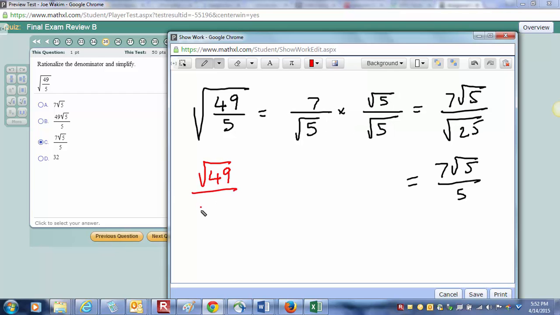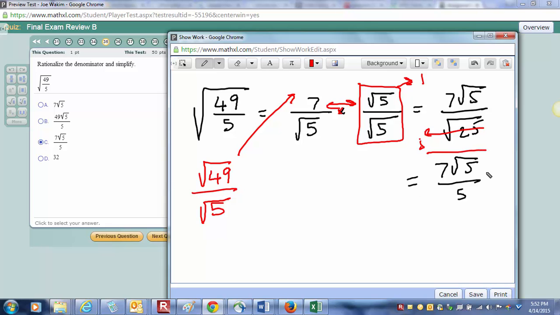Square root of 49 over square root of 5. This is a perfect square. It will come out as a 7. Now to rationalize, we got to multiply up and down by square root of 5 because we don't want to change it, which is equal to 1. So multiply straight across, 7 square root of 5. And square root of 5 times square root of 5 is square root of 25, and this is nothing but 5. So that's why the final answer will come out to be 7 square root of 5 over 5.